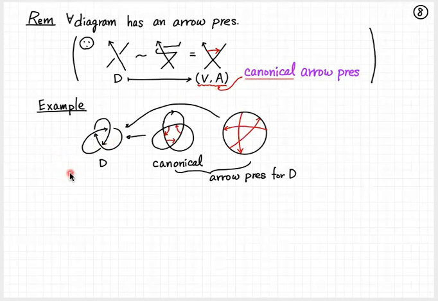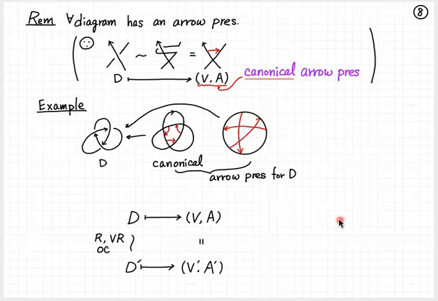Here is an example. So this is a diagram D. Then we have the canonical arrow presentation like this. And by the definition, this is also an arrow presentation for D. So this is an example of arrow presentation.